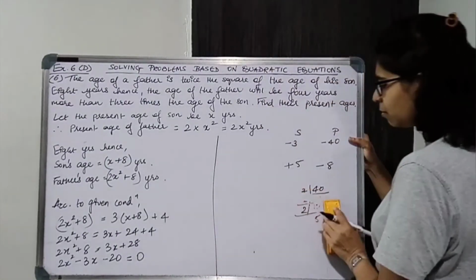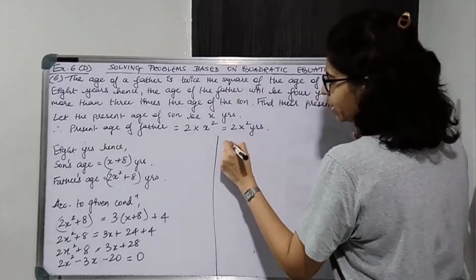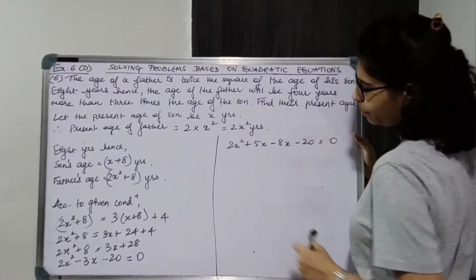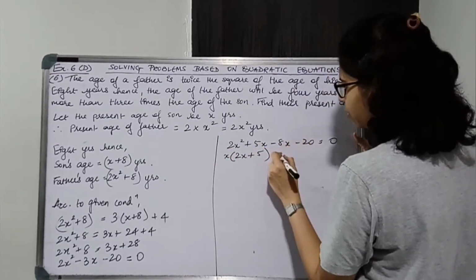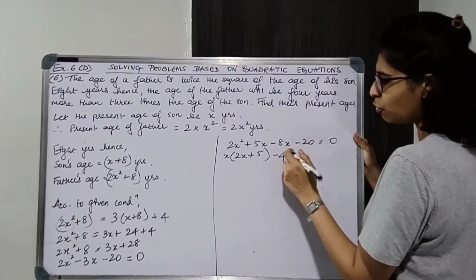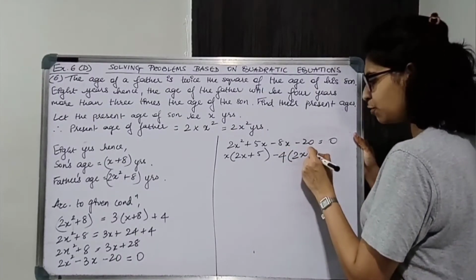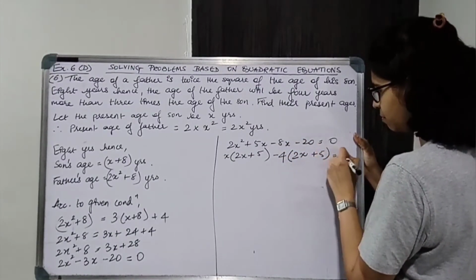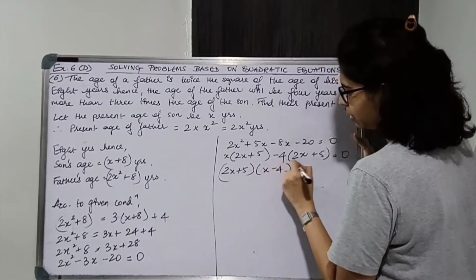So splitting the middle term, 5x and 8x. Okay, so 2x square plus 5x minus 8x minus 20 is equal to 0. So over here we can take x common, so 2x plus 5. Over here we can take 4 common, minus 4. So minus common, 4 common, we are left with 4 2s are 8. Okay, signs are going to change. These were negative, this became positive. Okay, 4 5s are 20, over here we get 2x plus 5 into x minus 4 is equal to 0.